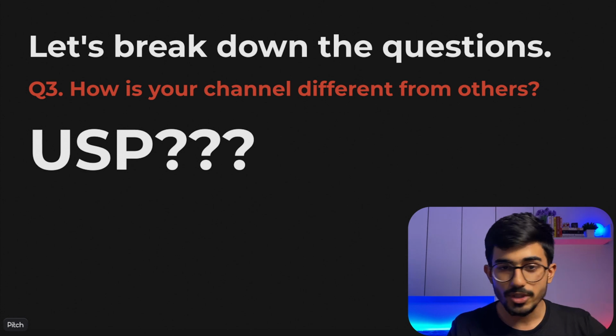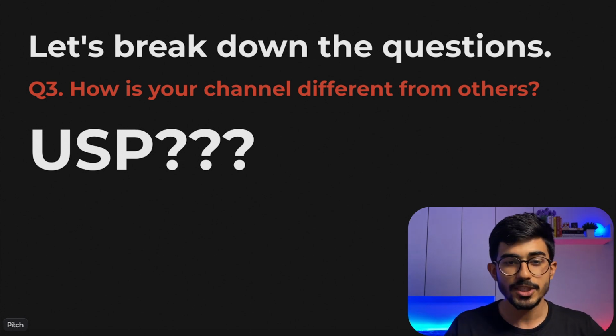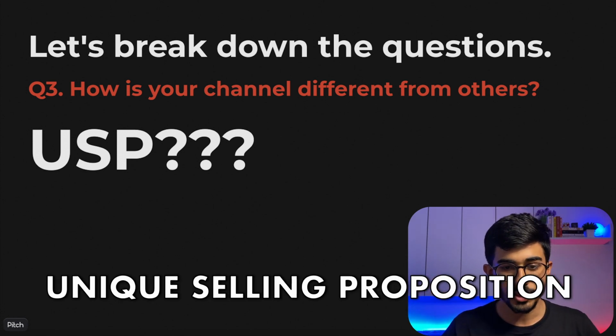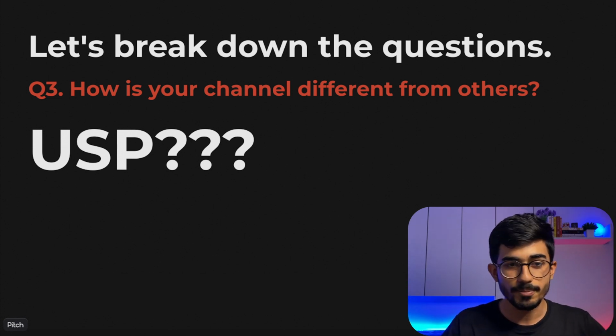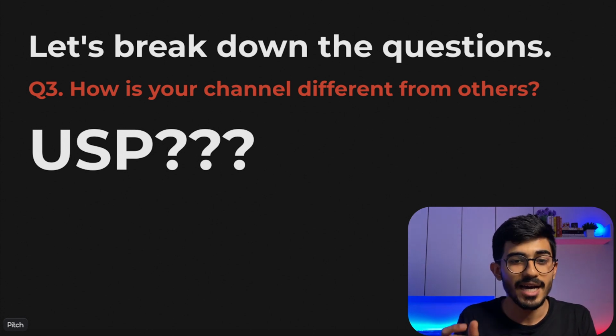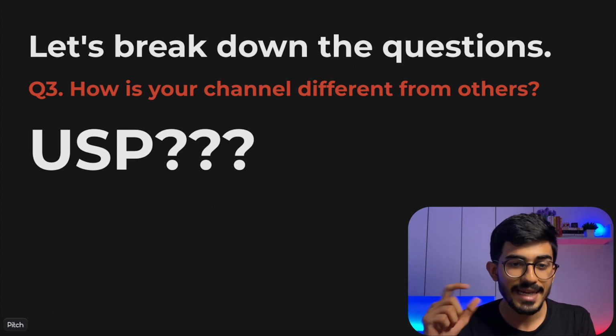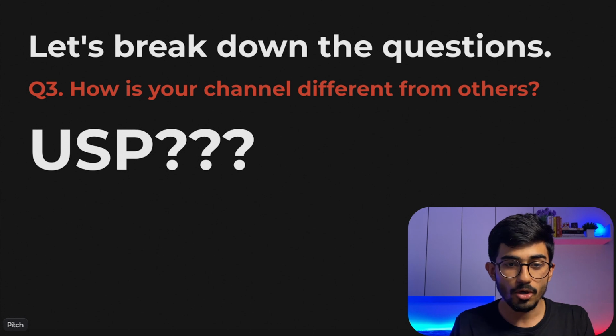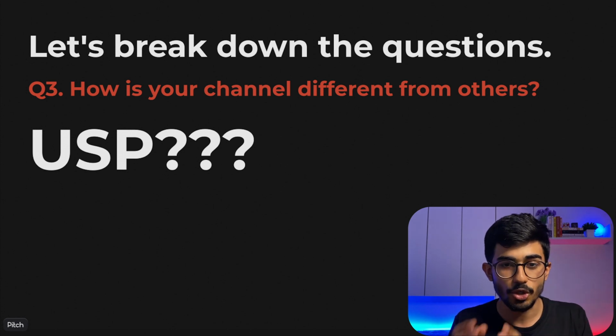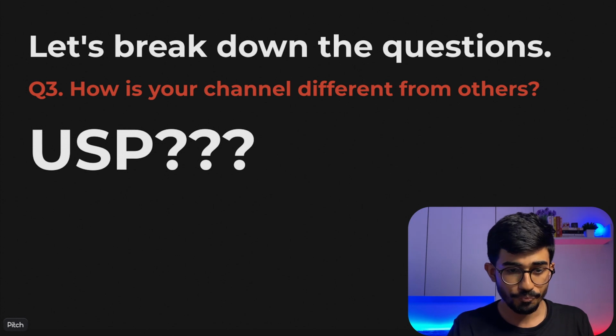Third, how is your channel different from others? This is USP, your unique selling proposition. So even in the business space, if you're creating a product, you need to have a unique selling proposition. You should have something unique to offer so that that product also does well in the market. Treat your content as product. So here also, you need to make sure that your content has something different to offer than the other people.